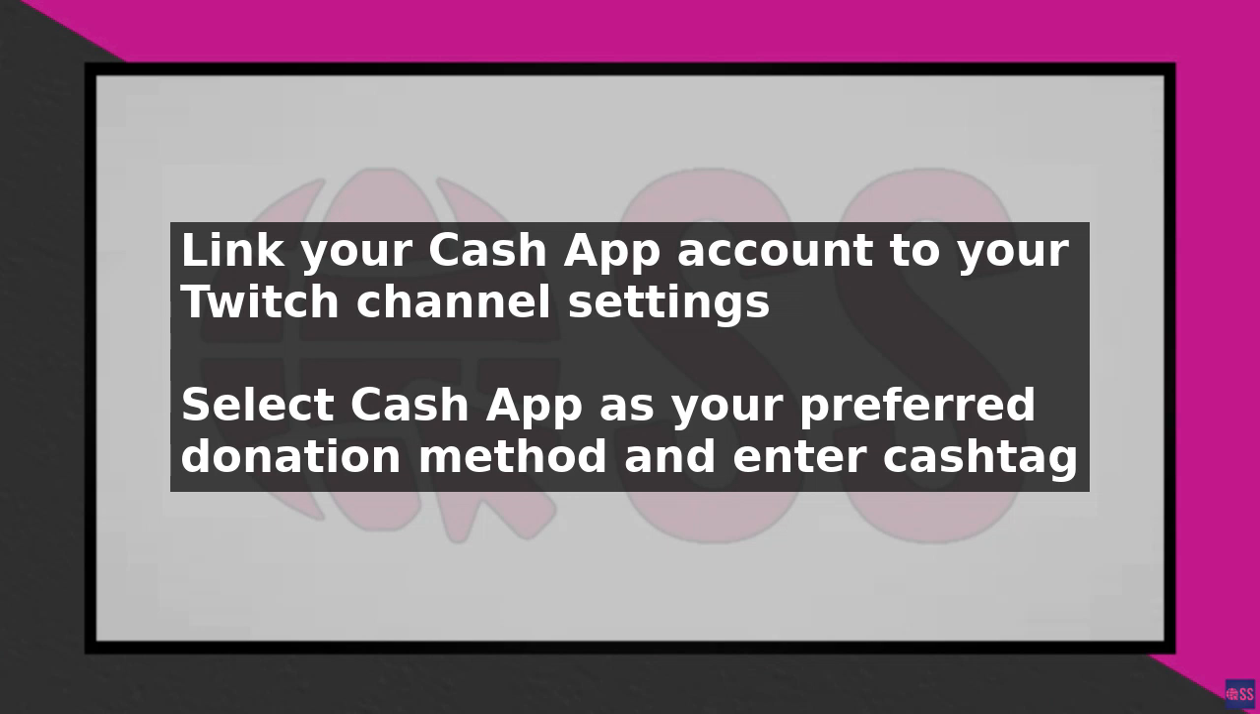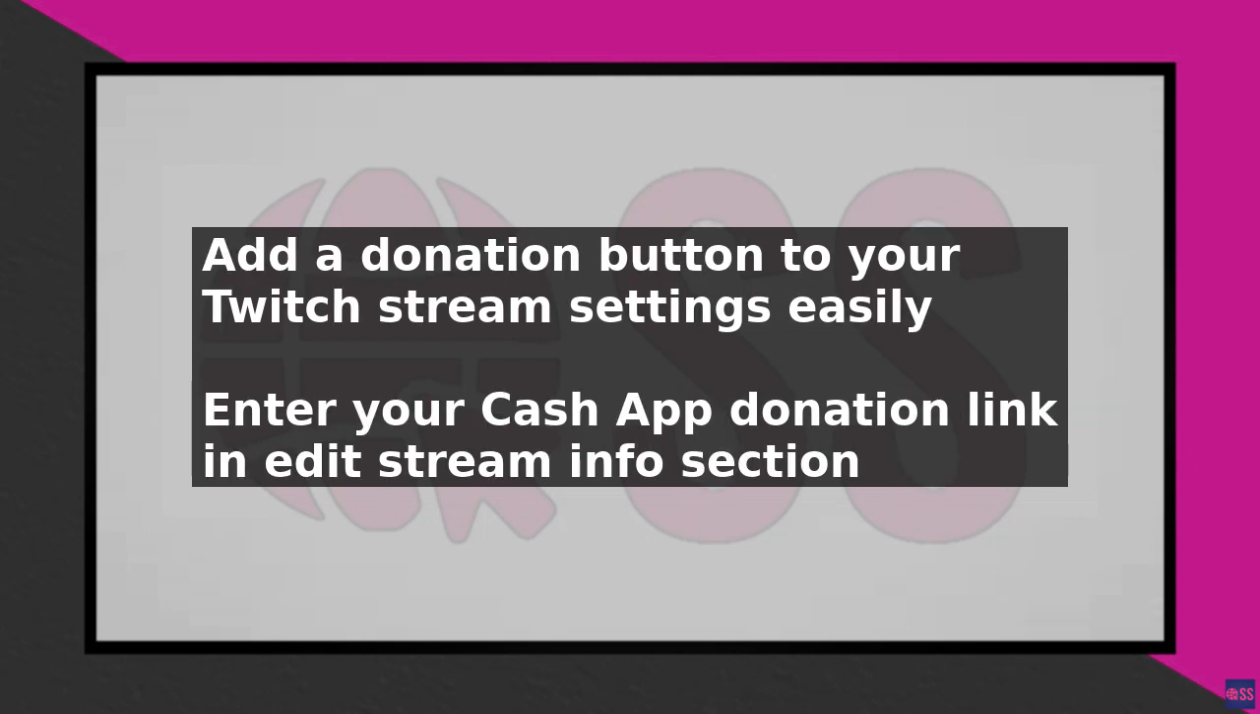To make it easier for your viewers to donate, you can also add a donation button to your Twitch stream. To do this, go to the Twitch stream settings and click on the Edit Stream Info option. In the Edit Stream Info section, you will find an option to add a donation link. Enter your Cash App donation link and click Save.